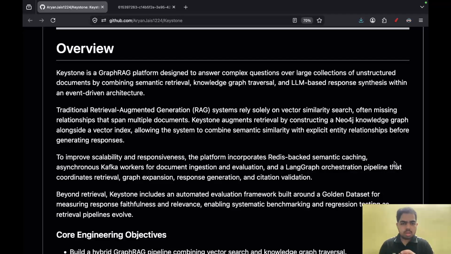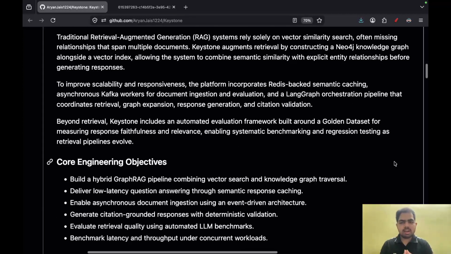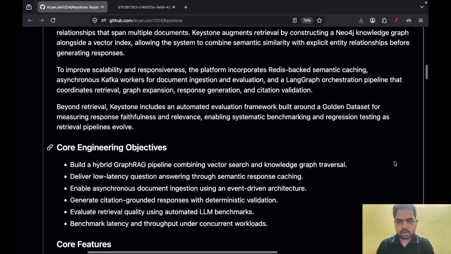In Keystone, we have Neo4j, a knowledge graph that maintains the relationships along with the vector similarity search, so that no useful information is lost during retrieval. To improve scalability and responsiveness, we have used asynchronous Kafka workers for document ingestion and evaluation. There is a LangGraph orchestration pipeline that coordinates the retrieval, the graph expansion, the response generation, and the citation validation. We will look more at it in the high-level design part of the video.